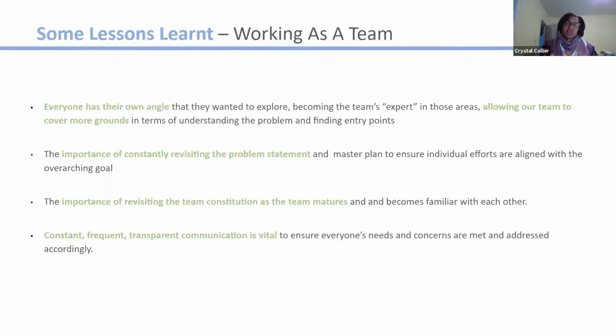The importance of revisiting the problem statement. So it is an iterative process. How are we really understanding what the problem is so we can understand better the entry points and our opportunities for change?